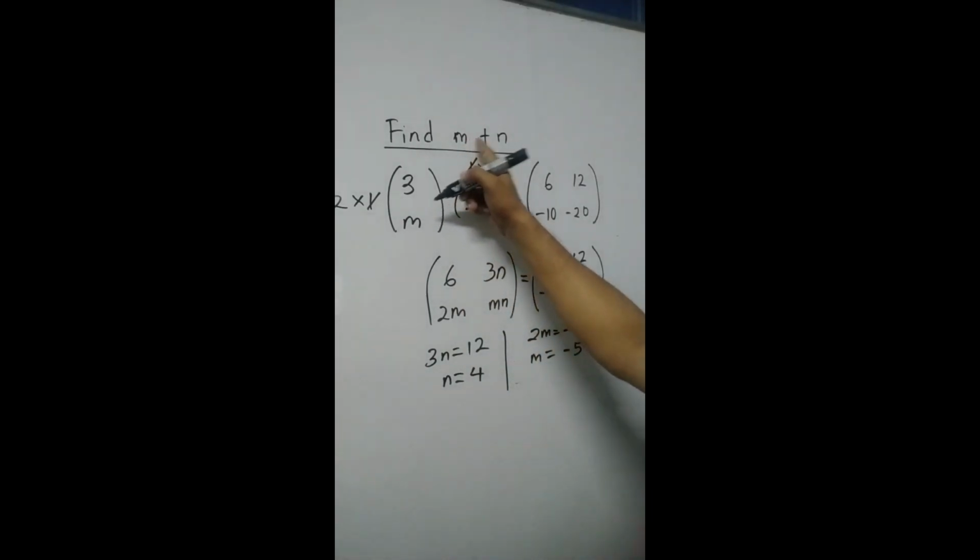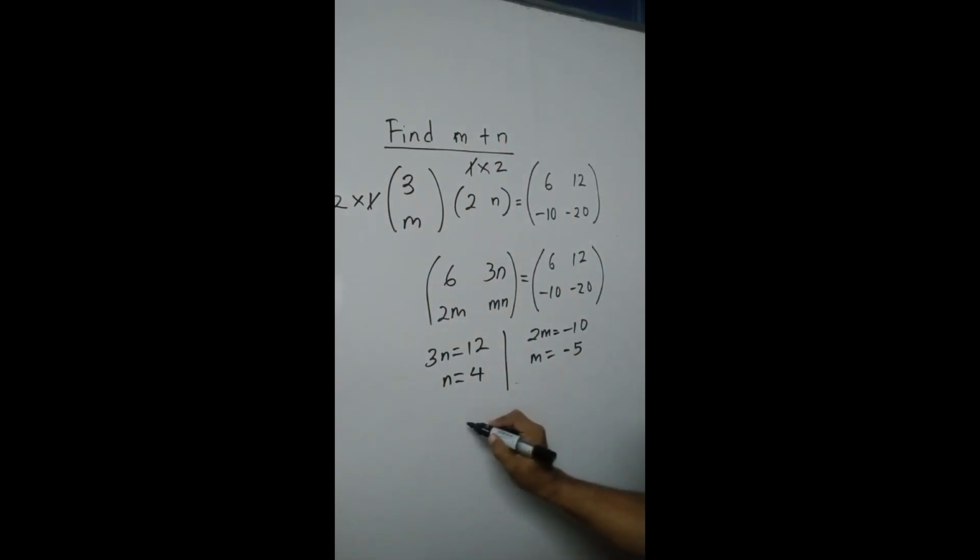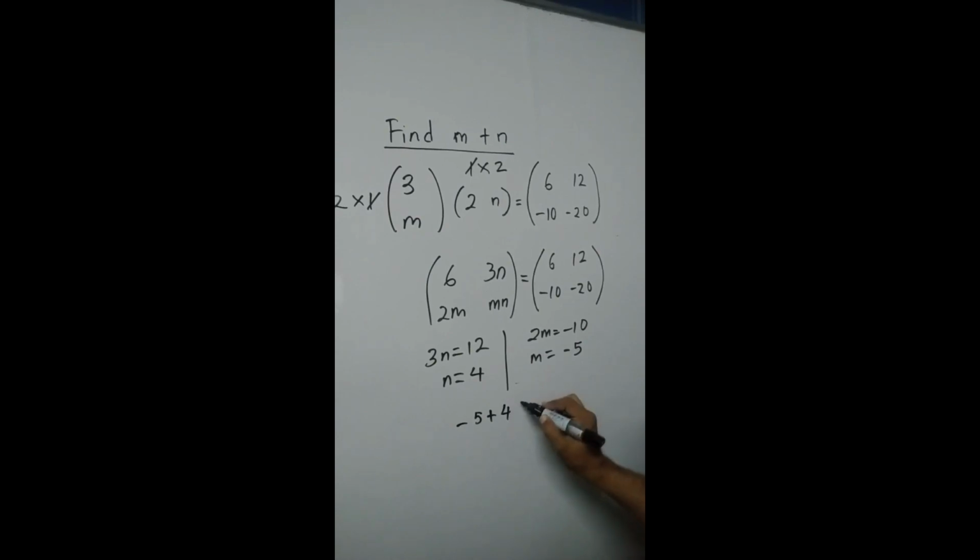So our job is to find m plus n. M is negative 5. N is 4. So the answer is negative 1.